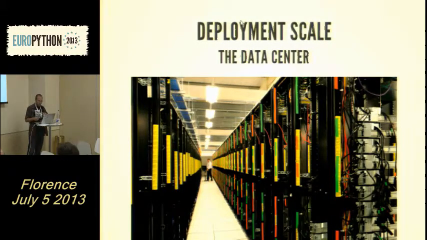So unfortunately, this is cropped. The bottom here is cropped, but this is a rack-based data center. So deployment scale, what are we trying to do for an OpenStack? What scale are we trying to aim for? Aiming for the data center.